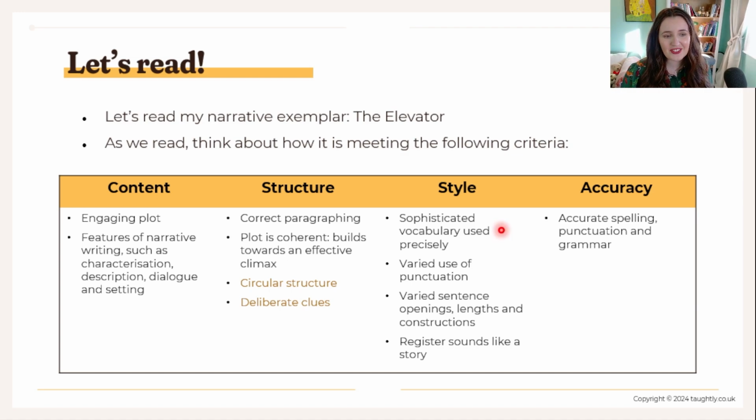For style, we're looking at, has the student got sophisticated vocabulary used correctly? A variety of punctuation, a variety of sentence lengths, openings and constructions. And does it sound like a story, or does it sound like an encyclopedia article, right? And for accuracy, of course, just looking out, does it have accurate spelling, punctuation and grammar?